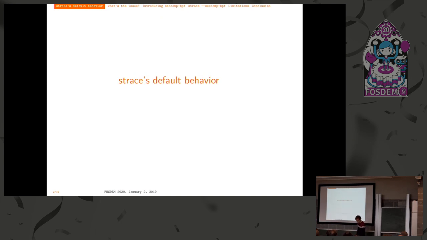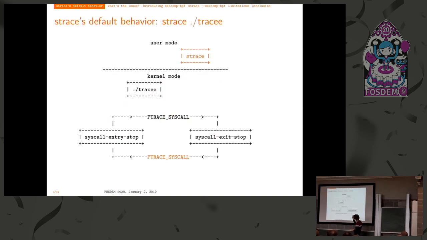So, strace's default behavior. At the top of the slide, you've got the thread that you're trying to trace, the tracee, and strace. When you start tracing this tracee process, first it's going to do some initialization with regard to ptrace. And then when it's ready to start the tracee, it's going to start it with a ptrace command known as ptrace syscall. What this command does is stop the tracee at each syscall entry and exit.